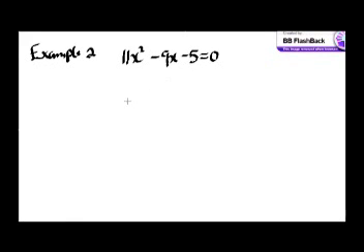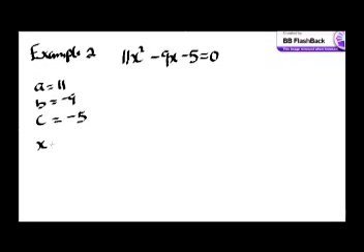We'll take another example here. Let's say this example 2, and it says 11x squared minus 9x minus 5 is equal to 0. Now this quadratic equation is in a standard form, so I'll just identify my coefficients: a to be 11, b to be minus 9, c to be minus 5.